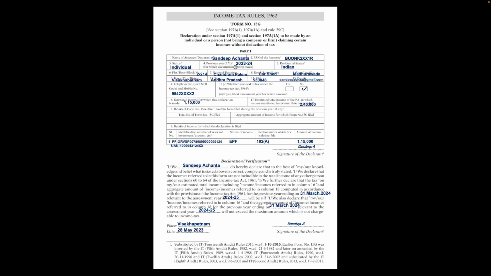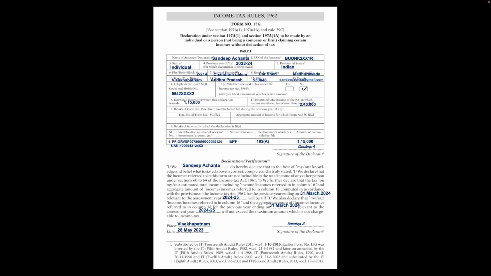In field number 4, mention the current financial year. Here the financial year is also called the previous year. What is the current financial year? If you are withdrawing your EPF amount from 1st April 2023 to 31st March 2024, then the previous year, that means the financial year, will be 2023 to 2024. So you have to mention that financial year.